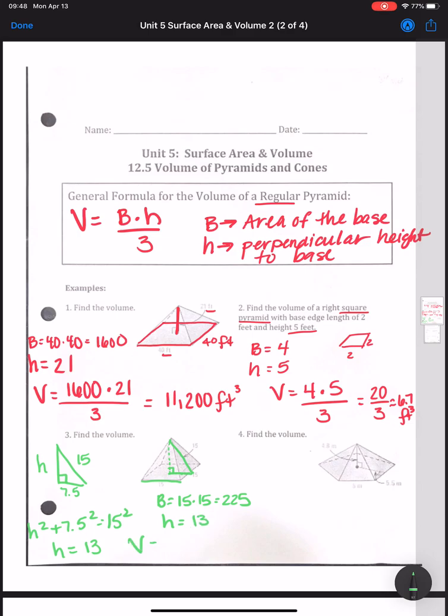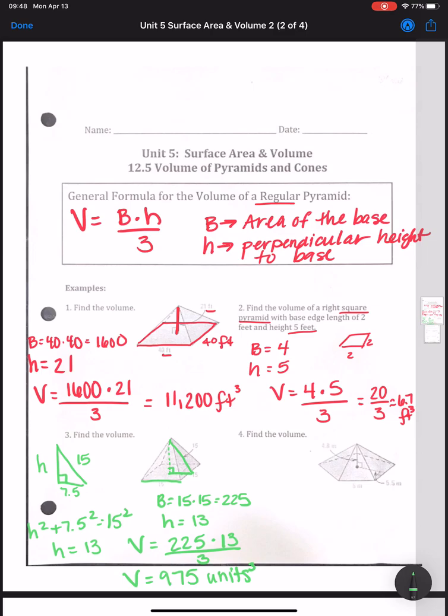So our volume is 225 times 13, and we divide the whole thing by 3. So our volume is 975. And they didn't give us any units, so we could just say units cubed.